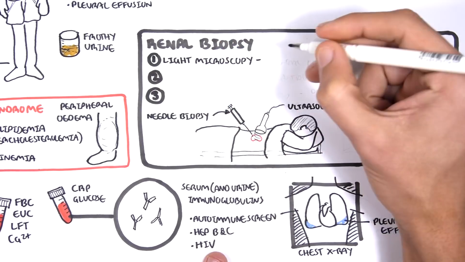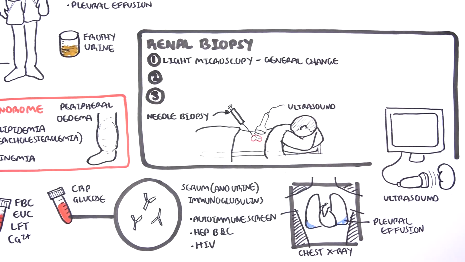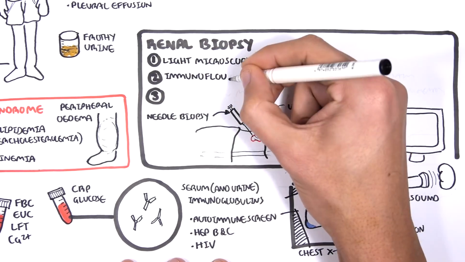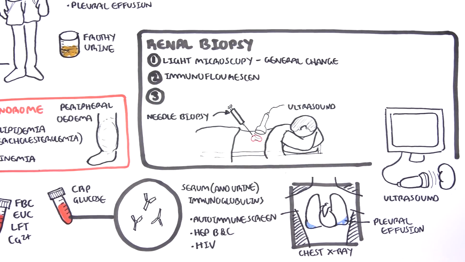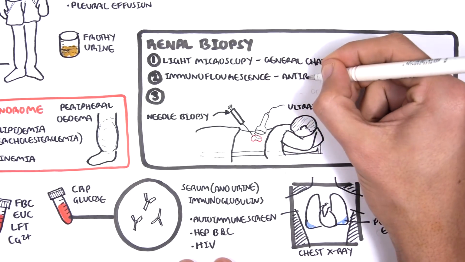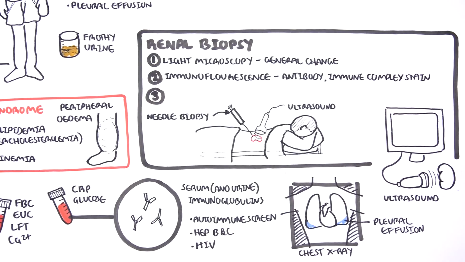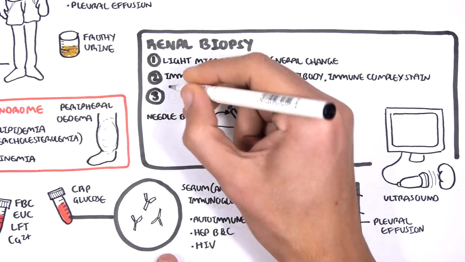First, light microscopy, which looks at the general change in the kidney tissue, particularly the head of the nephron, where the glomerulus is. Second, immunofluorescence. Here, they expose the kidney tissue with specific things that will bind to antigens, immune complexes, and immunoglobulins in that tissue. Once they expose the biopsy with these tags, it will light up with immunofluorescence. And this will tell the person if there is or there isn't presence of those things they were looking for.